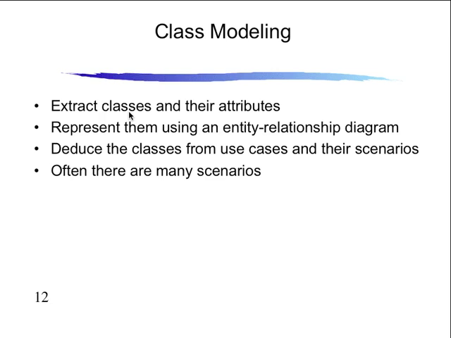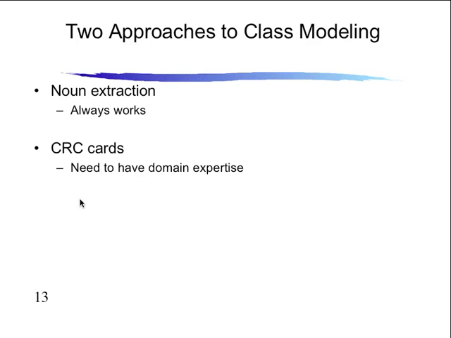Represents them using an entity relationship diagram. Yes, so you already have that. You already created one for your project. And you deduce the classes from the use cases and their scenarios, as I mentioned before. We get the data and we get the actions, and then often there are many different scenarios associated with it. And then the two approaches to class modeling. I think I've done this with this class already. Did we cover noun extraction already? No? Well, maybe it was another class. I don't know. CRC cards?